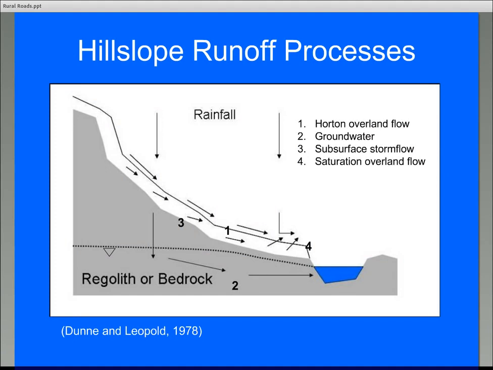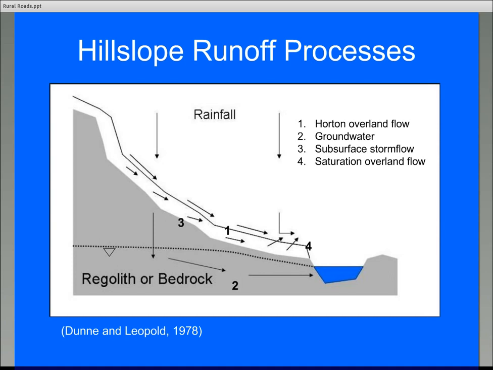So before we get into hydrologic impacts, I think it's important to know some of the basic concepts in forest hydrology. There are four basic types of runoff processes on a forest hill slope. The first one would be Horton overland flow, and the easiest way to think about that is when the rainfall intensity exceeds the infiltration capacity of the soil. So if it's raining harder than your soil can infiltrate, you start getting overland flow.